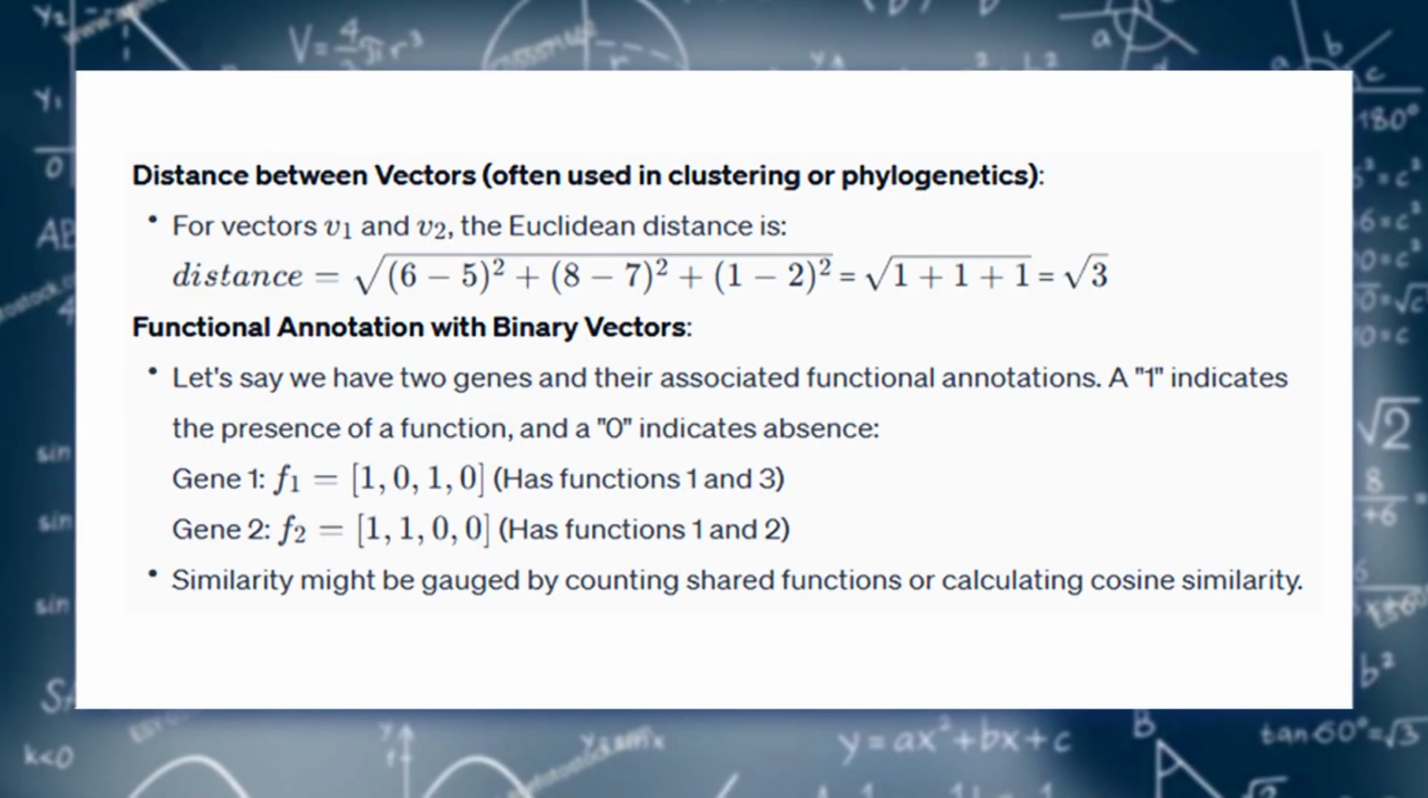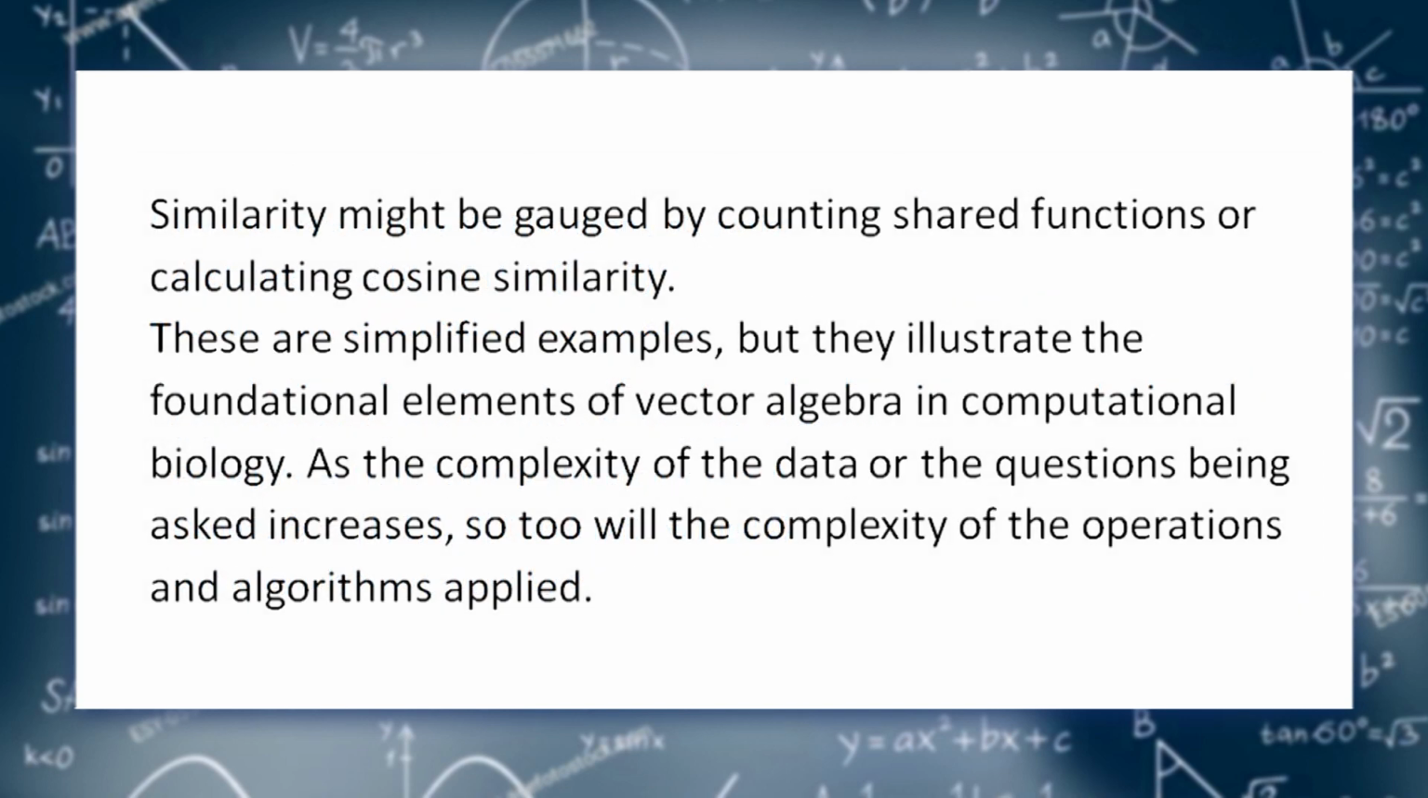Now, functional annotation with binary vectors. Let us say we have two genes and their associated functional annotation, where 1 indicates the presence of a function and 0 indicates the absence. Gene 1 is represented by, suppose, F1, and gene 2 by F2. In F1 we have the elements 1 0 1 0, which has functions 1 and 3, and F2, suppose, is represented by the elements 1 1 0 0, which has functions 1 and 2. Similarity might be gauged by counting shared functions or calculating cosine similarity.